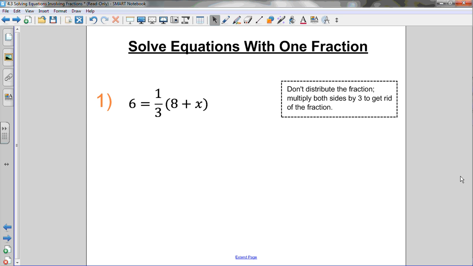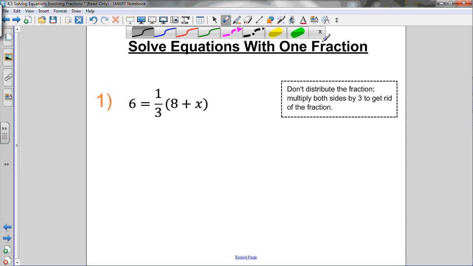If you remember back to last lesson, I told you whenever we have brackets, we want to get rid of them in the first step by distributing the term out front. So use our distributive property to multiply a third by 8 plus x to get rid of the brackets. That's what we did when the term in front of the brackets was not a fraction. When the term in front of the brackets is a fraction, it'll actually make the question more complicated if we distribute that 1/3 to the 8 and to the x. Then we're going to have even more fractions that we're going to have to deal with.